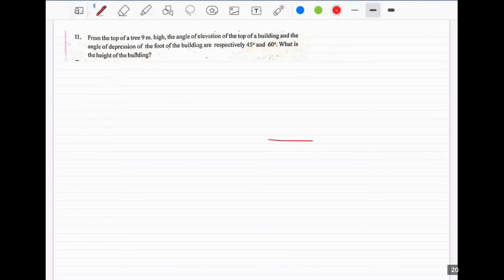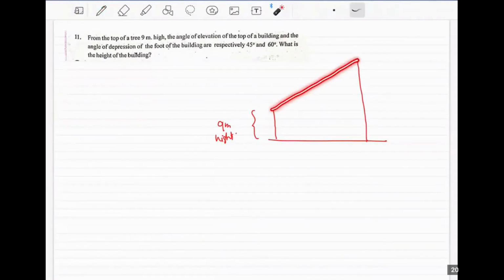Here, this is the ground. We have the tree here, which is 9 meter high. Now here is a building. From the top of the tree, we are looking up to the top of the building and looking down to the foot of the building, like this. One thing is missing here: the horizontal line. The person is standing right here on the top of the tree, so this is supposed to be the horizontal line.